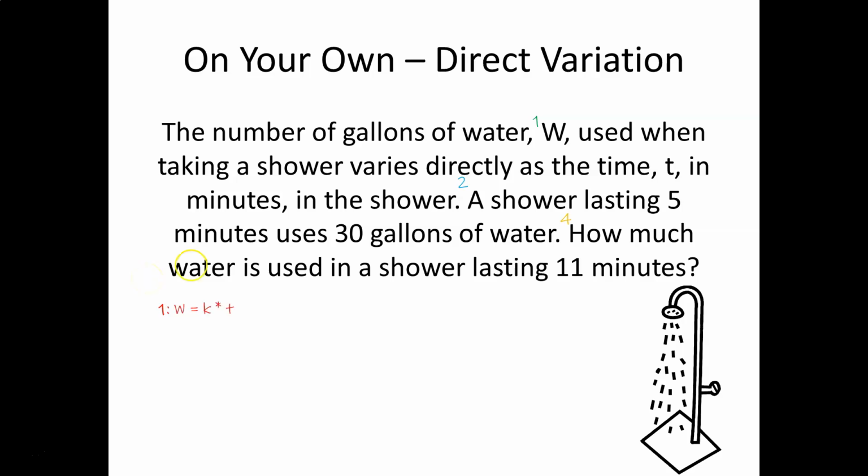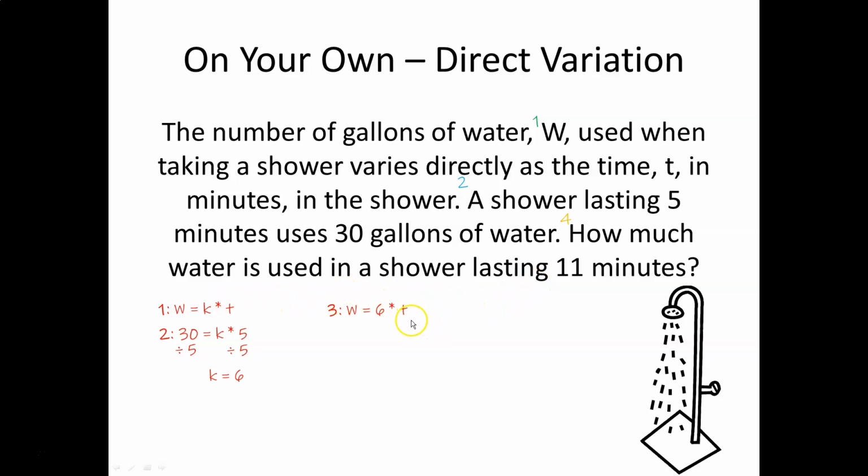Okay, so step 1, W varies directly as the time T. So W equals K times T. That's step 1. Step 2, we plug in the 30 for the water and the 5 for the time, and we get 30 equals K times 5. We need to solve for K, so we get K equals 6. Step 3, we write the first equation with the 6 in for K. And step 4, we solve the problem, which is how much water is used in a shower lasting 11 minutes.